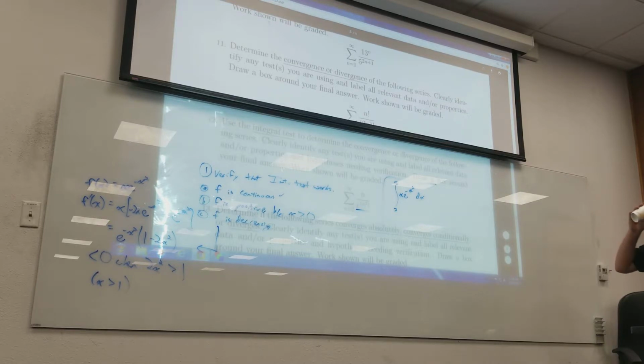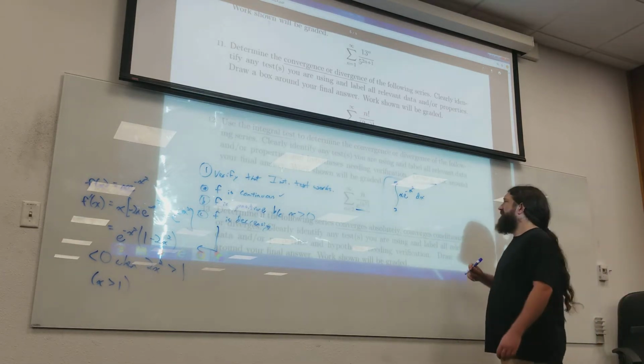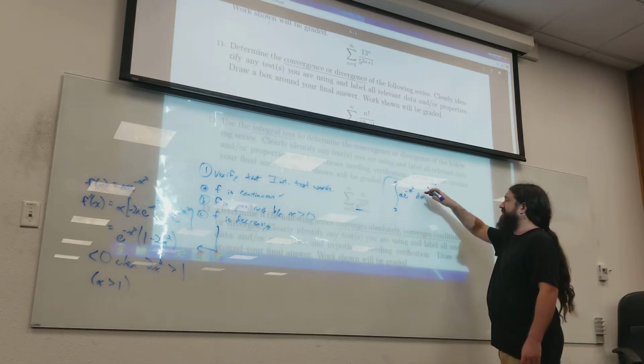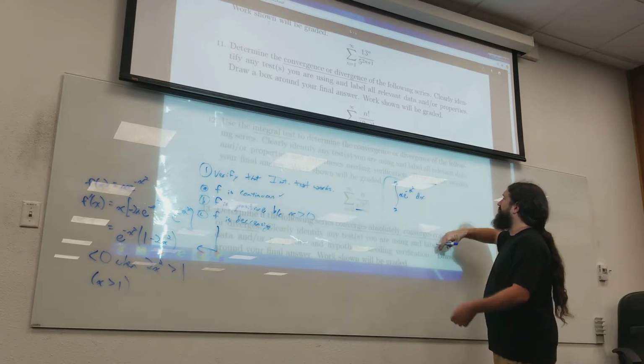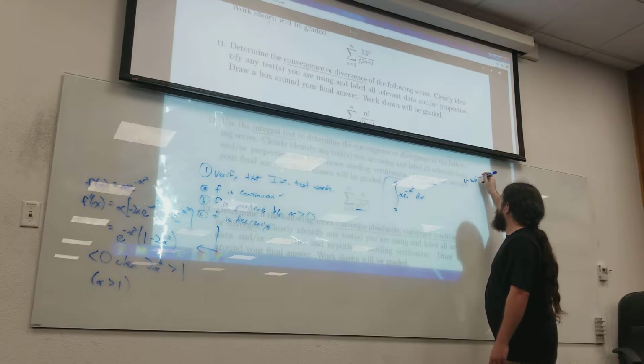Nope. It's a substitution, yeah. Can't do it with integration by parts, because you don't know how to integrate e to the negative x squared, right? That's not a thing that we know. So, let's do a u sub.